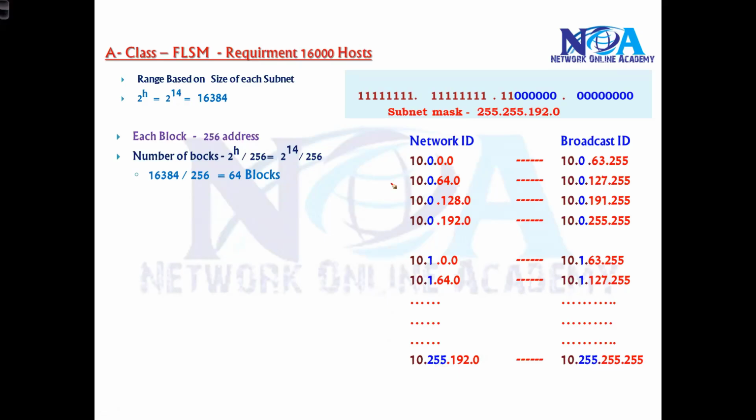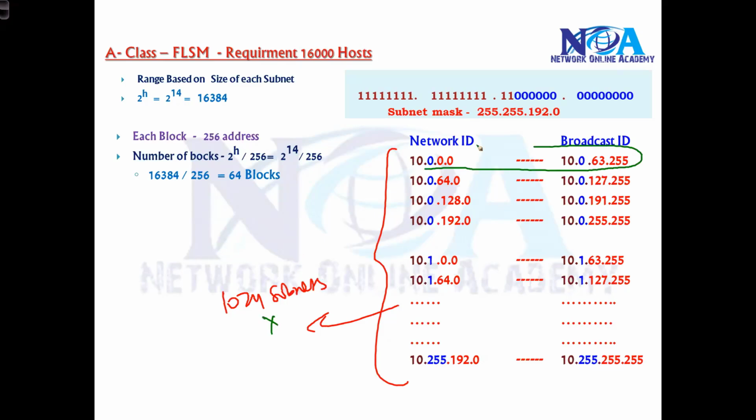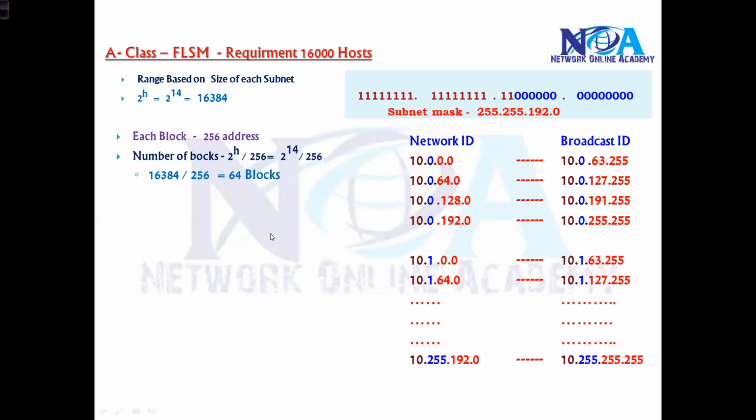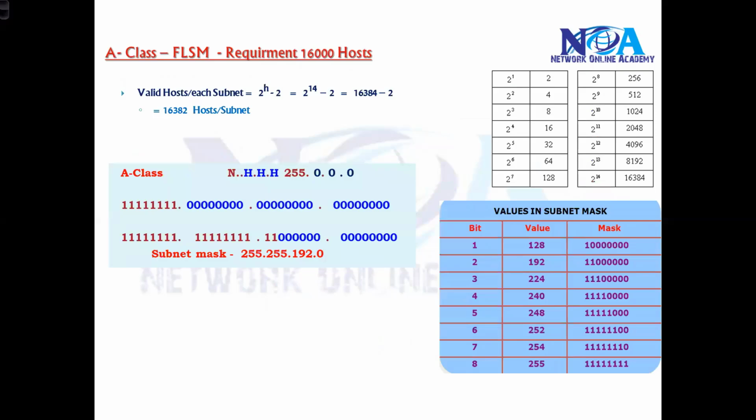If you go on writing like that, we get a complete 1024 subnets, and each subnet will have how many addresses? 16,384. If you multiply these two, you get exactly 16 million addresses. So this is the same thing. The main thing is you need to know the range. The basic calculation remains the same in all the classes. The only things that change are the size and the number of bits.